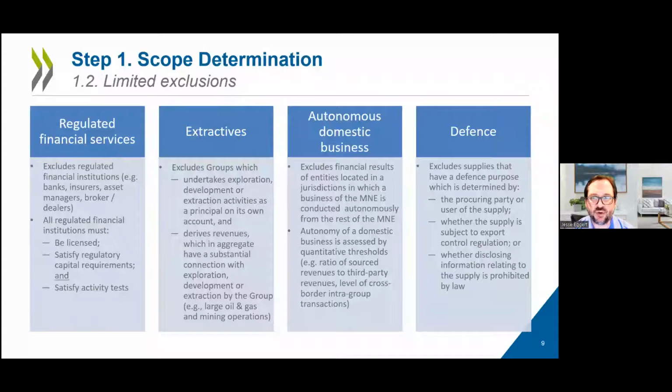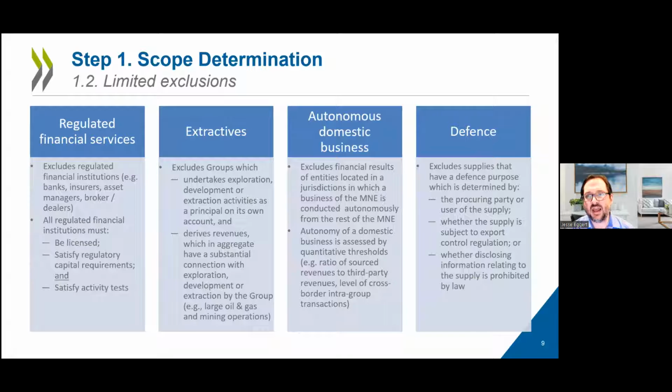There's an exclusion for extractives activities, so groups that engage in extractives activities, meaning they undertake exploration, development, or extraction activities as principals on their own accounts, and they derive revenue that in the aggregate has a substantial connection with exploration, development, or extraction by the group. Those groups, which will typically be large oil and gas and mining operations, will be taken out of scope of amount A.